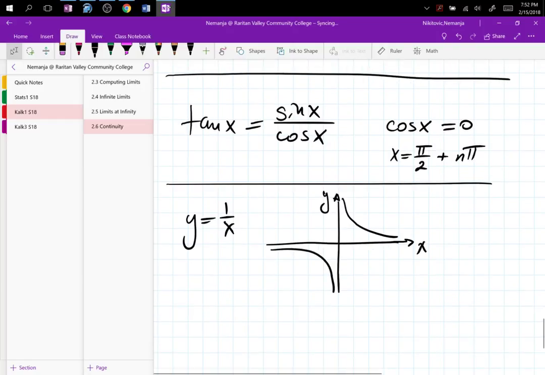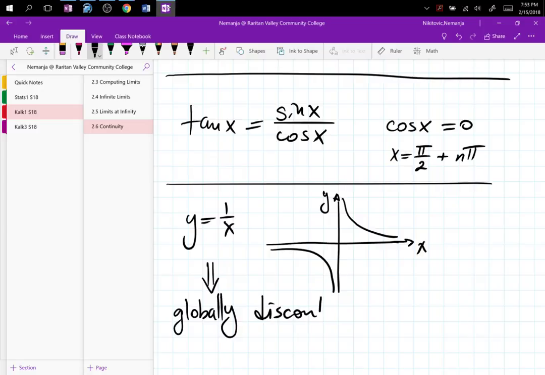We all are immediately going to agree that this function is discontinuous at x equals 0 because there is a big fat vertical asymptote right there. Right? So immediately we say globally discontinuous, because vertical asymptote at x equals 0. And that's the end of the story. This is globally discontinuous, and that's that.